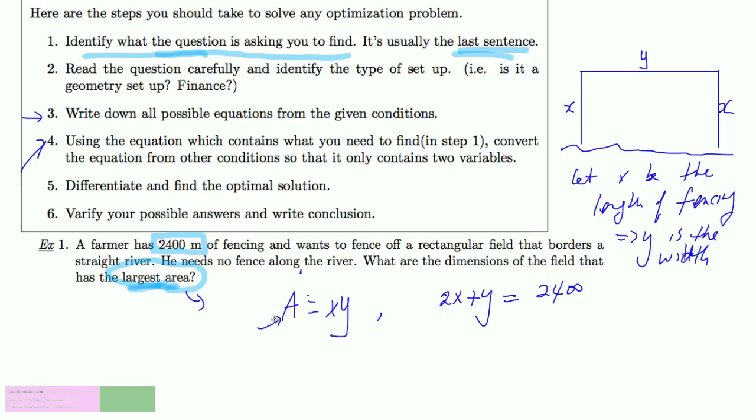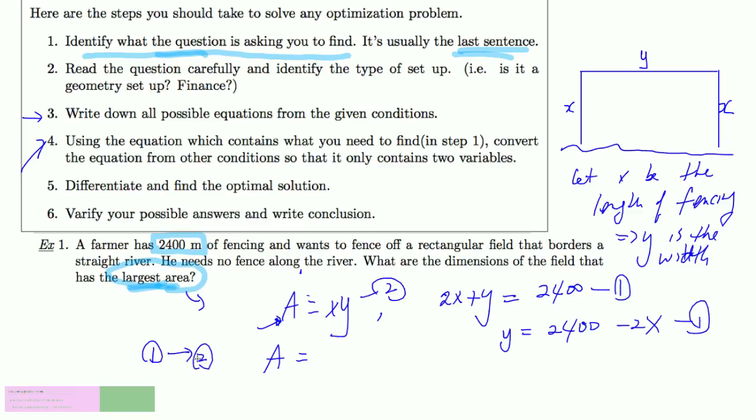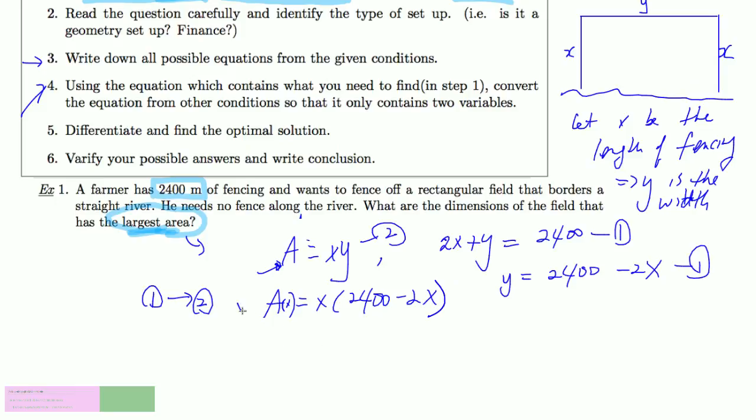So this is what you want to optimize. It has to be in terms of one variable. And from here, you can replace the y with just x. Okay, let's call that equation 1 and call this equation 2. Equation 1 sub into equation 2. So you get x times 2400 minus 2x. Okay, now we're happy because area is a function of just x. Okay, so this is essentially like y is equal to this equation here, and we know how to optimize this.